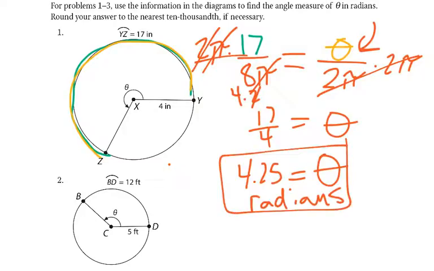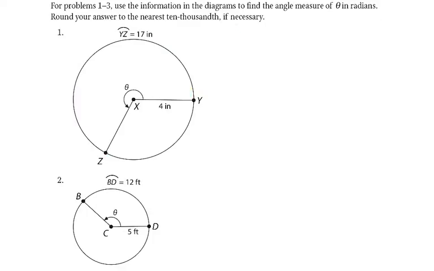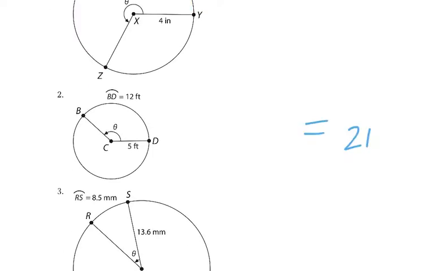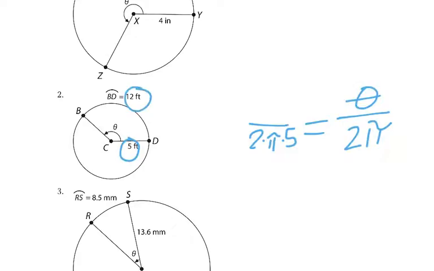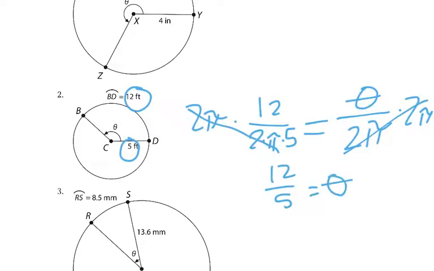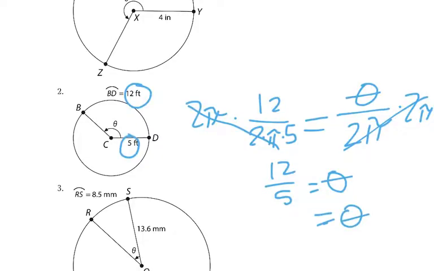So the rest of these we're going to treat the same way. We always say it's going to be equal to theta over 2 pi. Now what is our circumference? With a radius of 5, it's 2 times pi times 5. And the distance in my arc is 12 feet. So once again, times by 2 pi. 2 pi's cancel, 2 pi's cancel. We're left with 12 over 5 equals theta. We type that into a calculator, and we get our answer. That equals about 2.4.